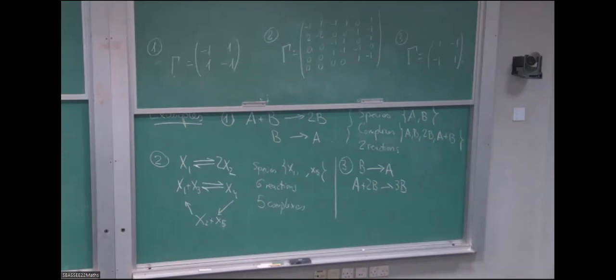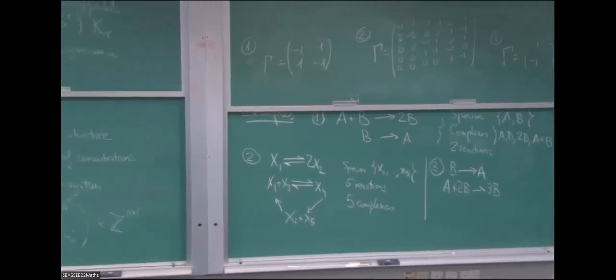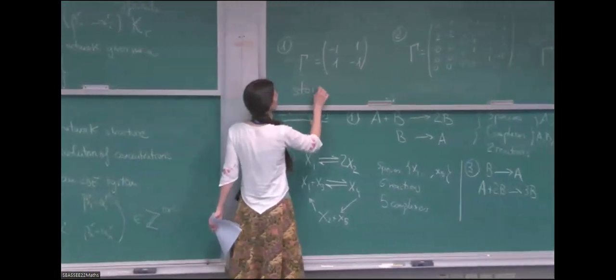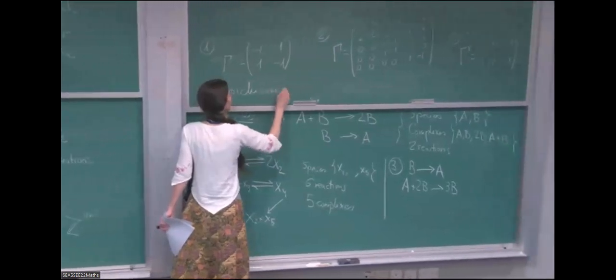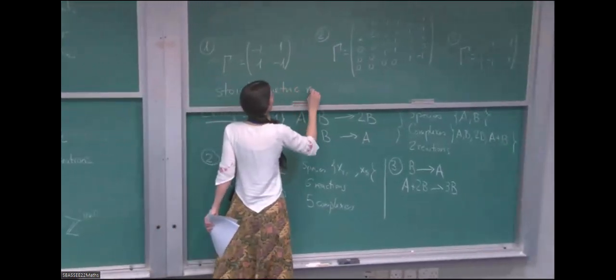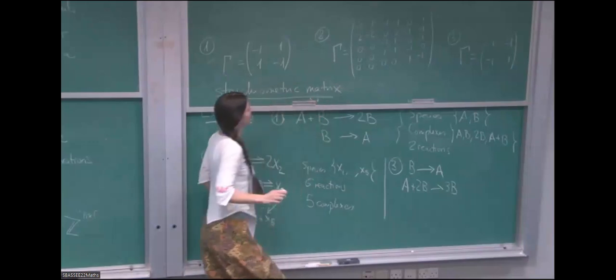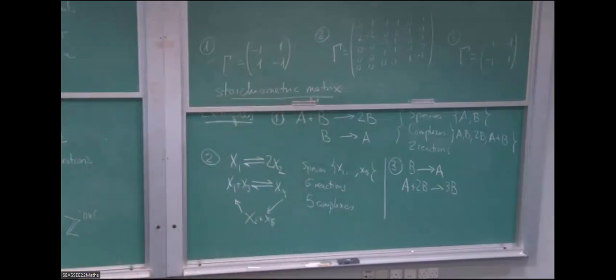So this here is what we call the stoichiometric matrix. It is made up of the stoichiometric coefficients.